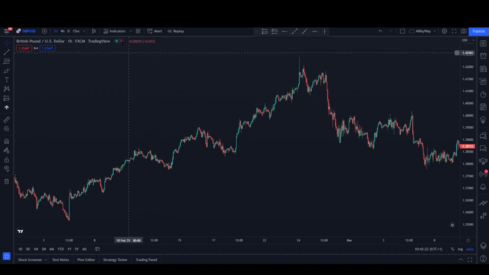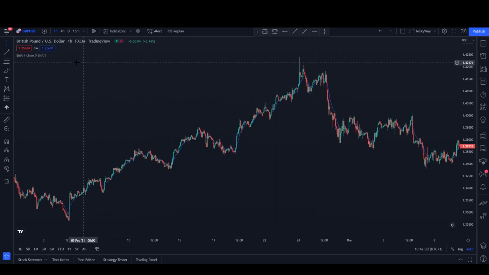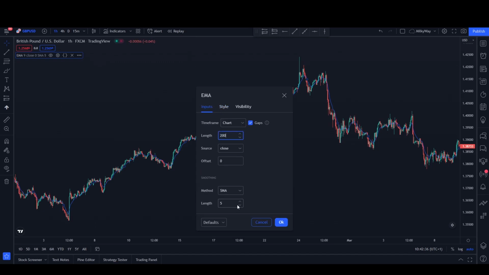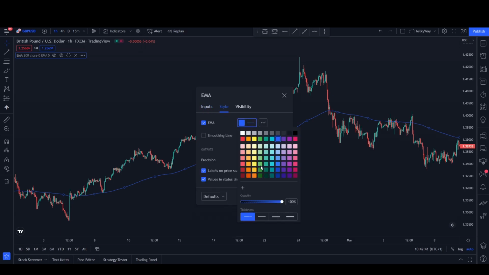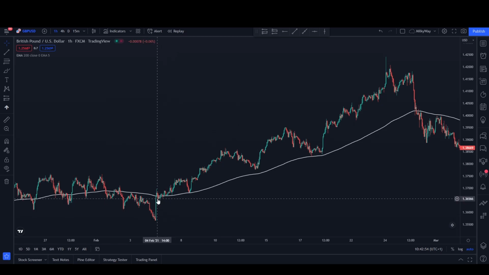We'll go ahead and add the exponential moving average. So I've got it saved up here, moving average exponential. We're going to change the settings to 200 and the method to EMA. And we'll change color to light gray, slightly thicker. So essentially every time that the price crosses the 200 EMA, so that white line, we go long and short, and we place the relevant stop losses at the last swings in either direction.